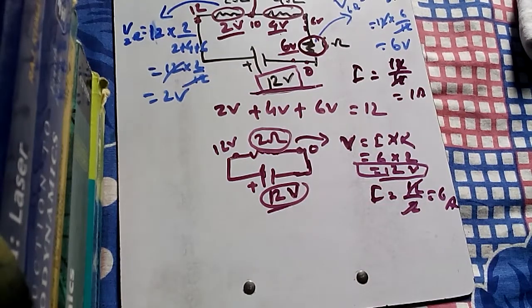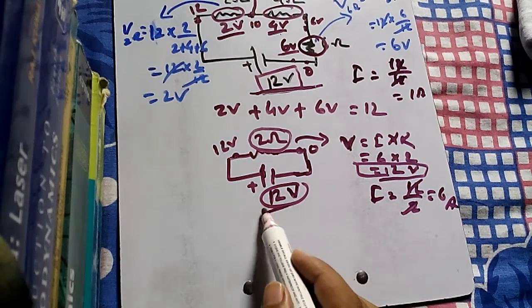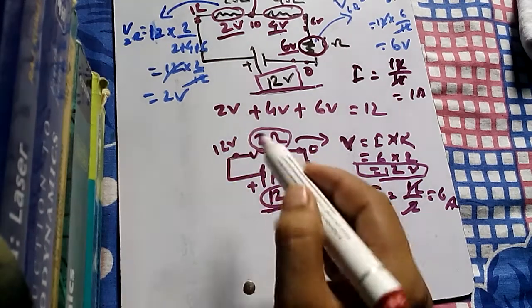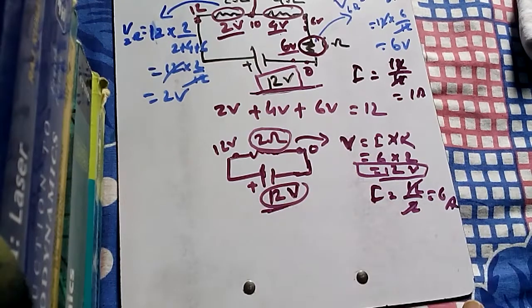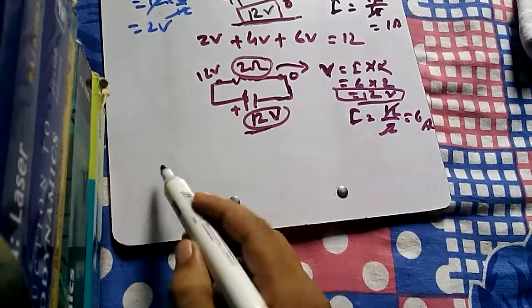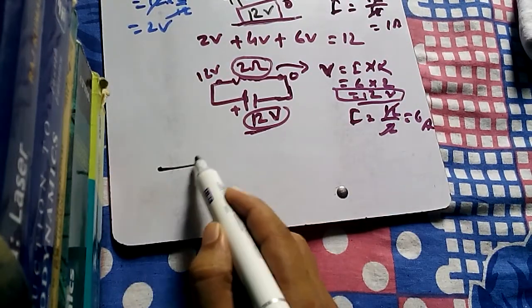Current matters: if the resistance is higher, current will be lower, if the resistance is lower, current will be higher. But whatever voltage you provide to the circuit will be completely dropped, and if you provide 100 volt, it will be completely dropped through this 2 ohm. This is the law.